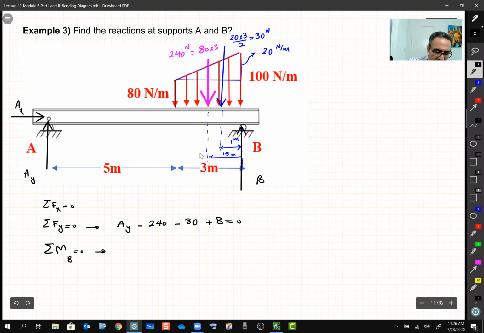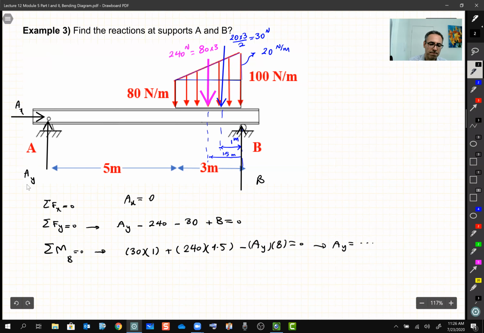We have these 30 multiplied by 1, and it is positive. Then we have these 240 multiplied by 1.5. And then we have at the end here AY multiplied by 8 equal to 0 gives us AY. And here gives us AX equal to 0. All right? So very simple, right? Any question for this one?